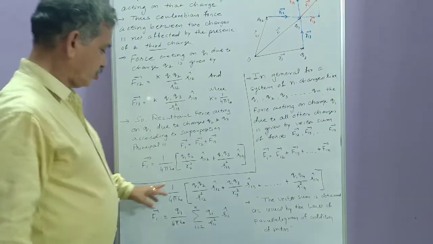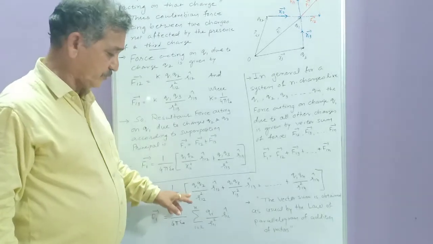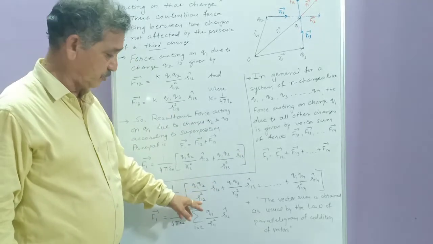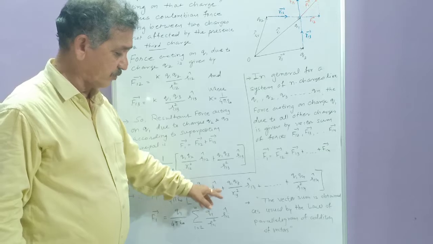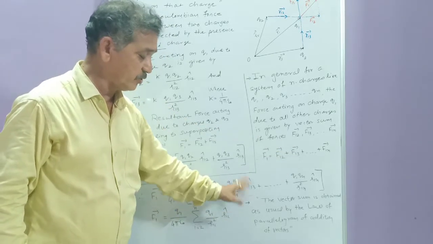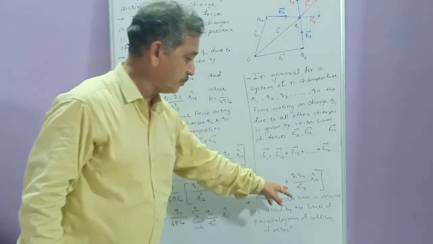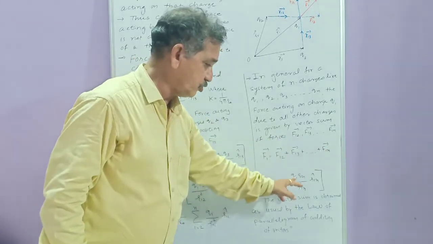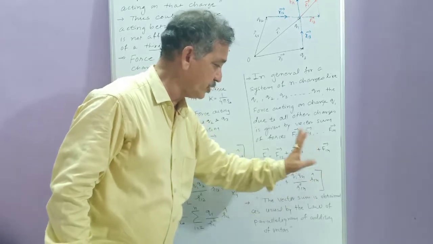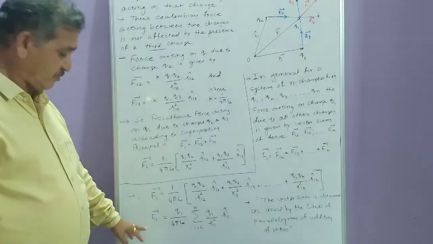So vector F1 is equal to 1 upon 4 pi epsilon 0. Again substituting these values for F12, Q1 Q2 upon R12 square into unit vector R12, plus for F13, Q1 Q3 upon R13 square into unit vector R13, plus vector F1n is Q1 Qn upon R1n square into unit vector R1n. So F1 is equal to what?